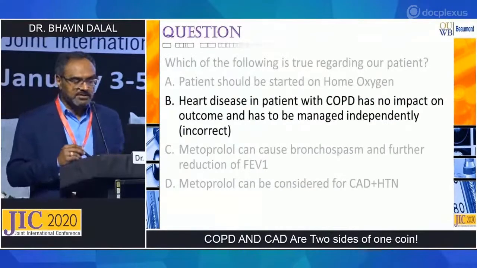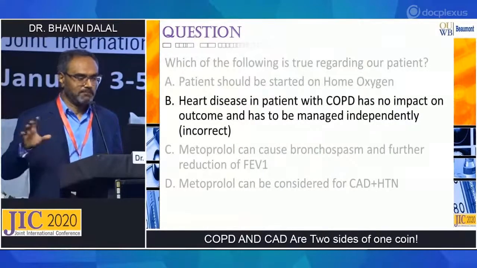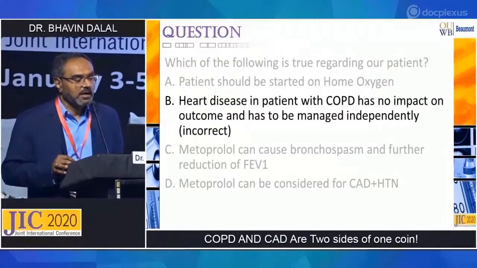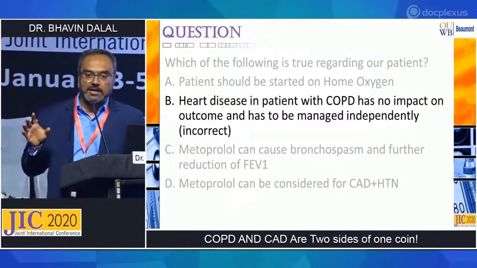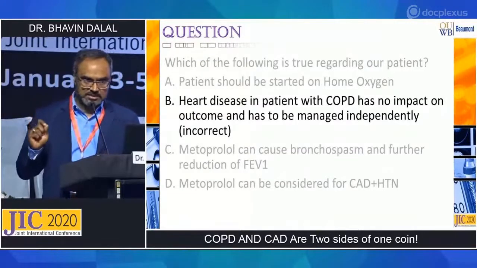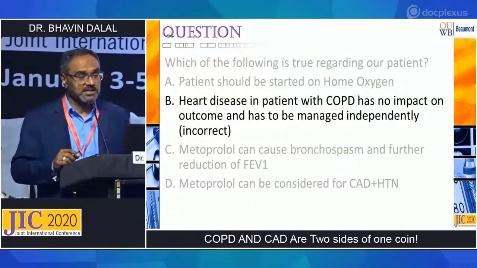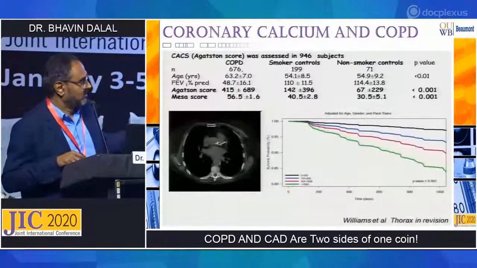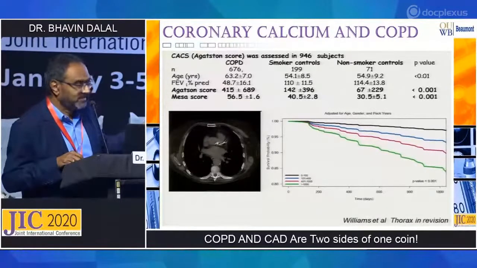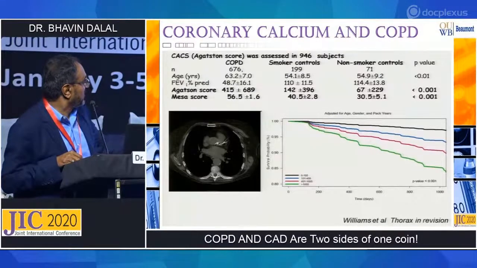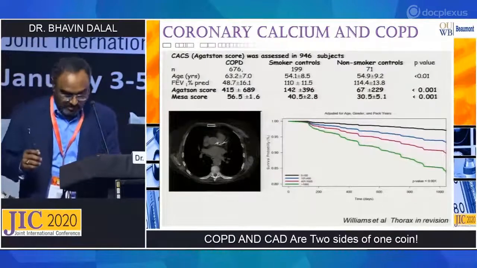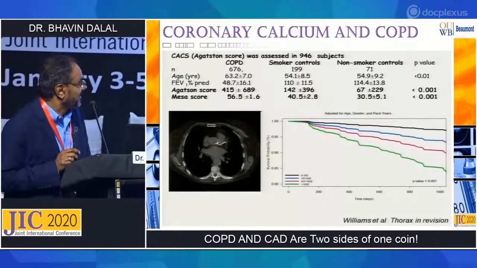The second option is that heart disease in a patient with COPD has no impact on the outcome. I think a lot of you guys have chosen this one, but let me show you the data where the relationship of COPD and CAD comes together. For example, this was a study done several years ago, and they checked the coronary artery calcium score, which can be measured as an Agatston score.